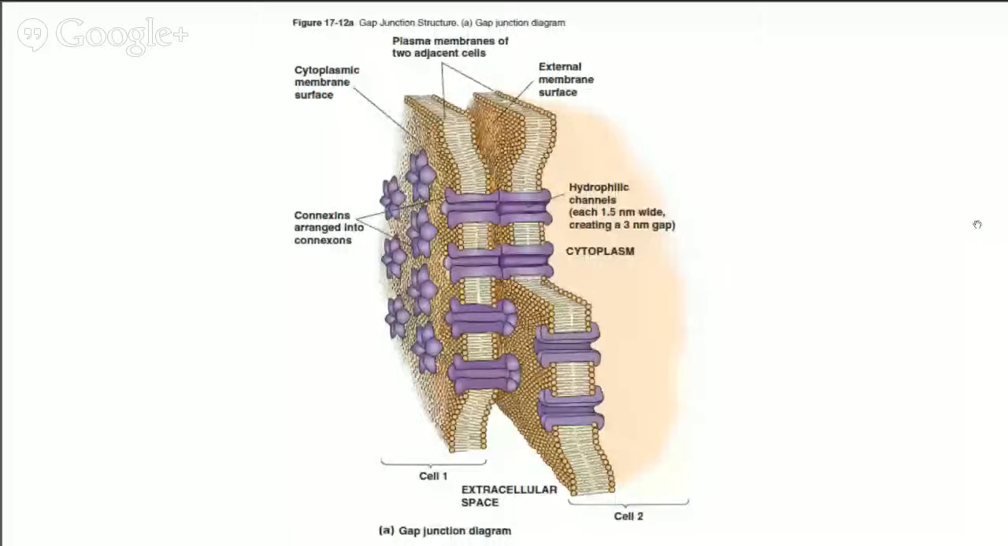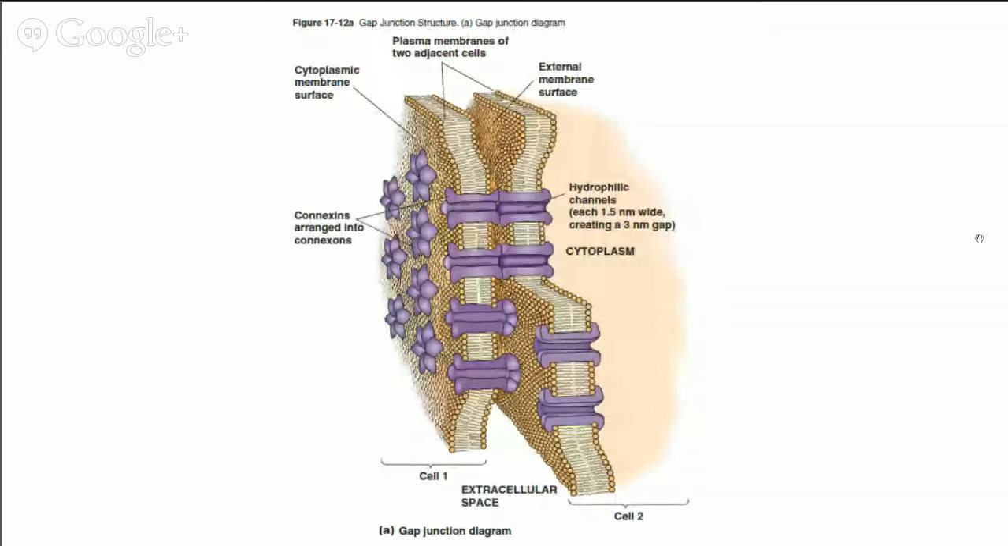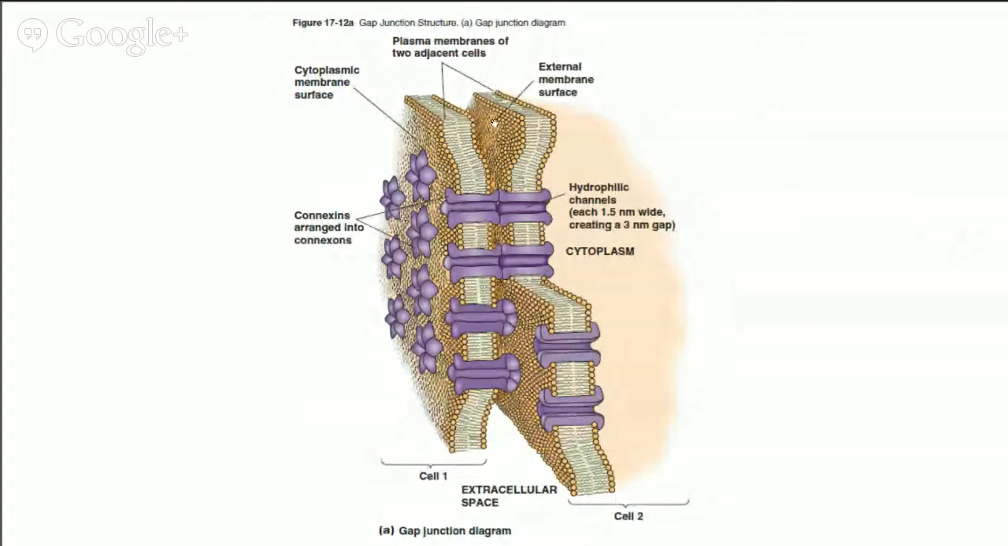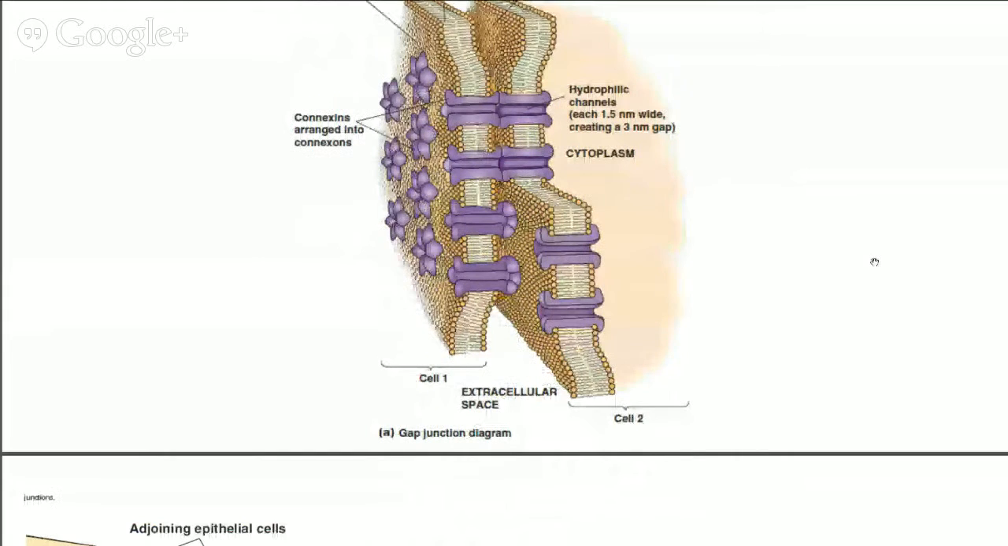This is a figure showing a gap junction. You have your external membrane surface, the two surfaces of the two cells, and you see that the hydrophobic channels are very, very close together, creating that tight gap junction, allowing for things to pass through there.